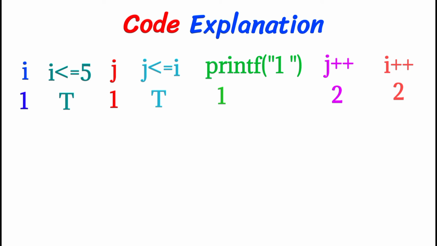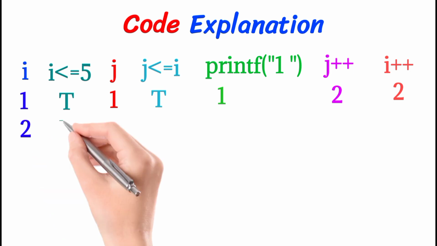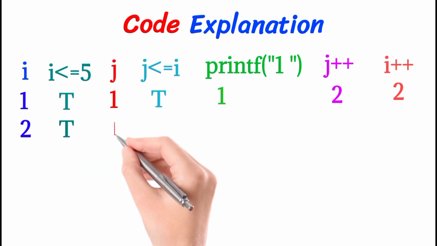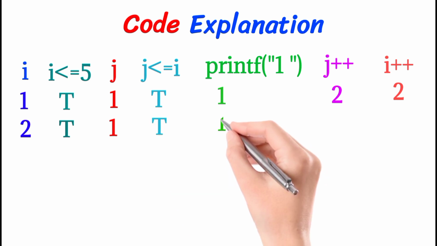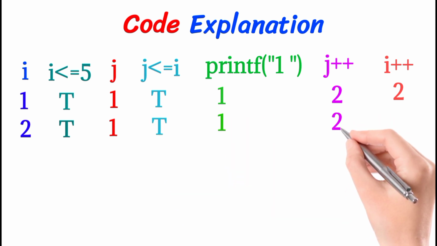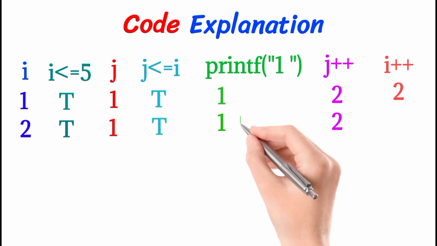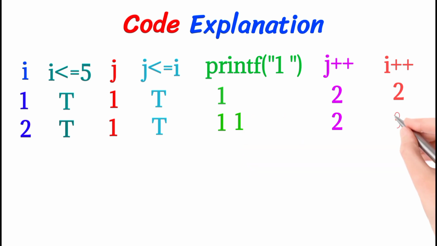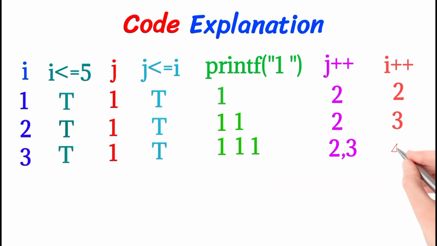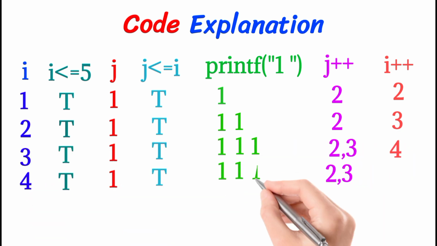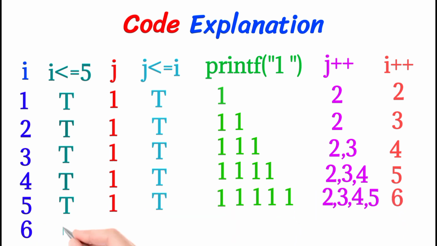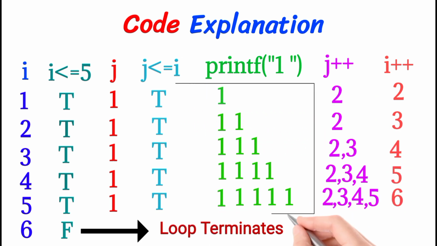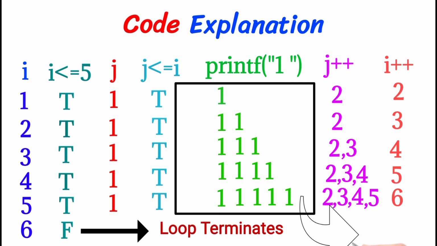Then it goes to j, whose value still starts from 1 and continues for 2 times. This time, the second loop runs 2 times, and accordingly the print function inside this displays 2 times 1. For the third iteration, the second loop terminates and moves to the increment part. This way the nested for loop runs 5 times. When the value of i becomes 6, the first condition becomes false and the loop terminates. Finally, we'll get this pattern as our output.